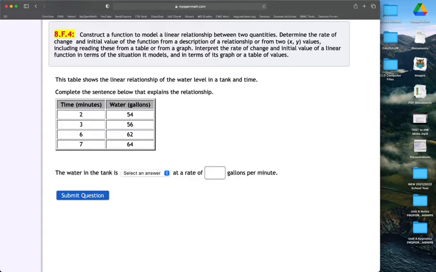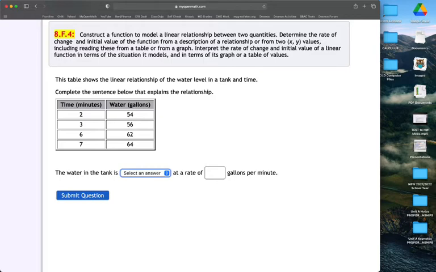So in this particular problem, we have a table. And as it says, this table shows a linear relationship of the water level in a tank and time. Complete the sentence below that represents the relationship. And so basically what we're trying to figure out is, if I click on the drop-down box, the water in the tank is either increasing or decreasing and at a rate of whatever.